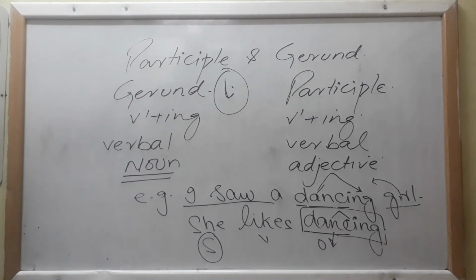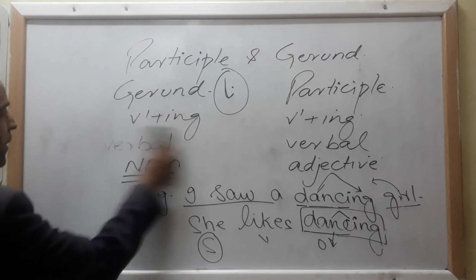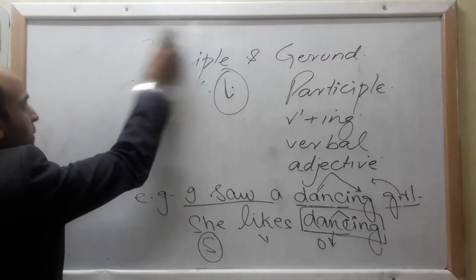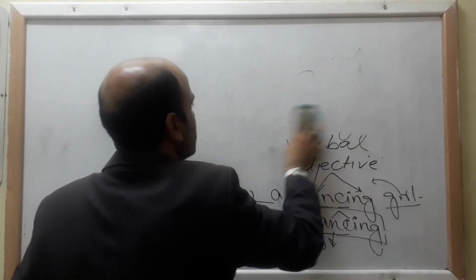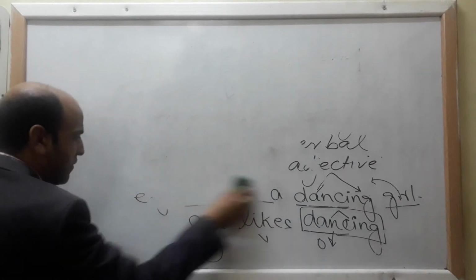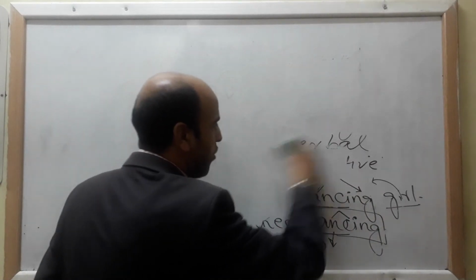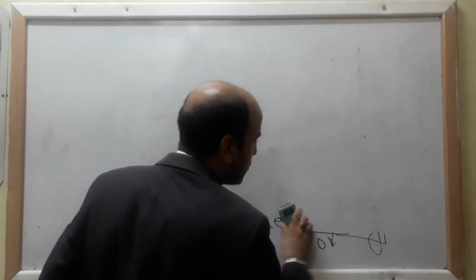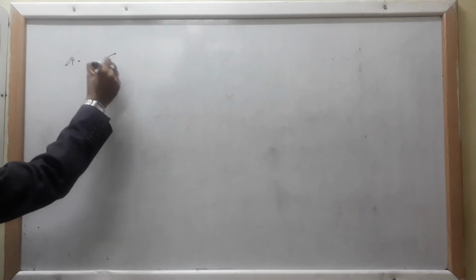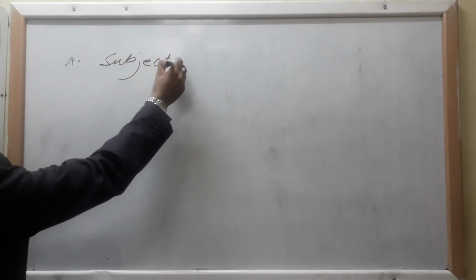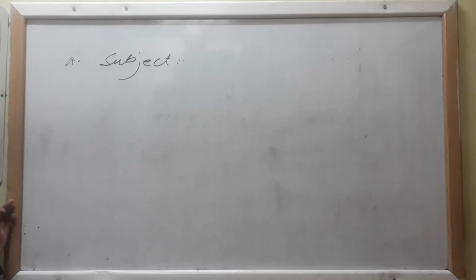So we are going to talk about the different uses of the gerund, that is, how the gerund is used in a sentence. Let me tell you, a gerund could be used as a subject of the sentence. It could be used as an object of the sentence. It could be used after a possessive adjective. Sorry, it could be used after a preposition. So first of all, gerund used as a subject. A gerund could be used as a subject of the sentence.